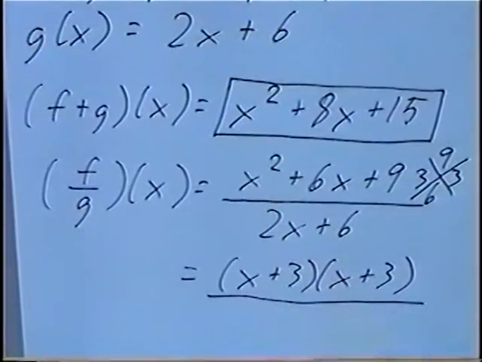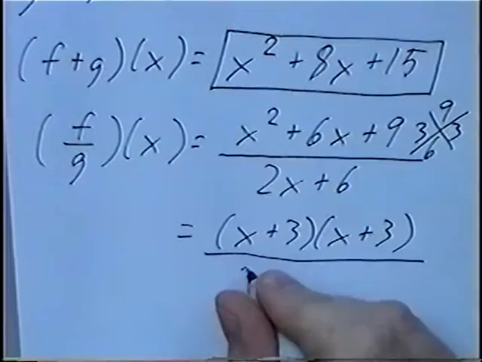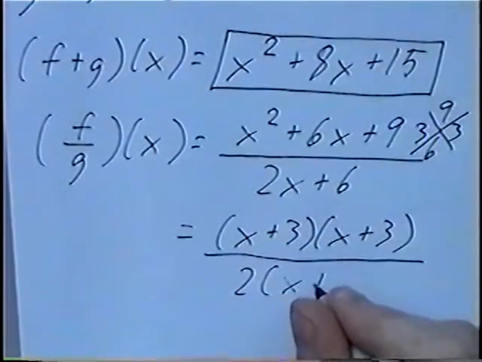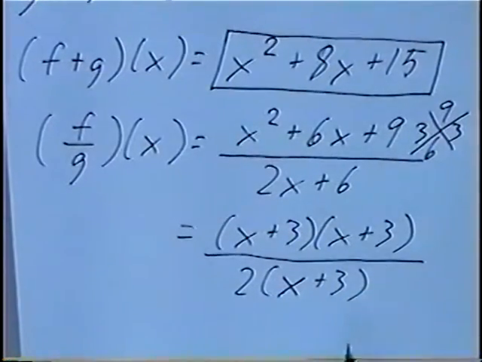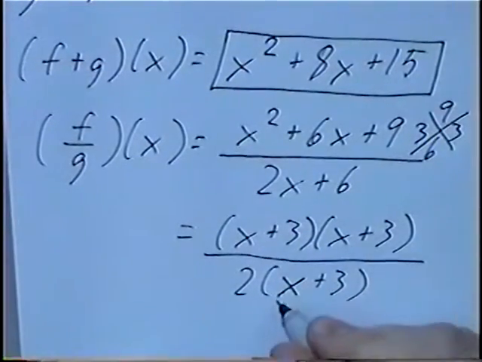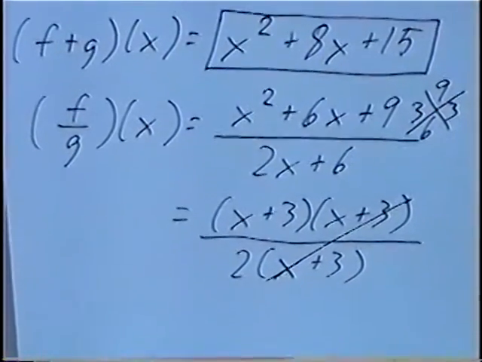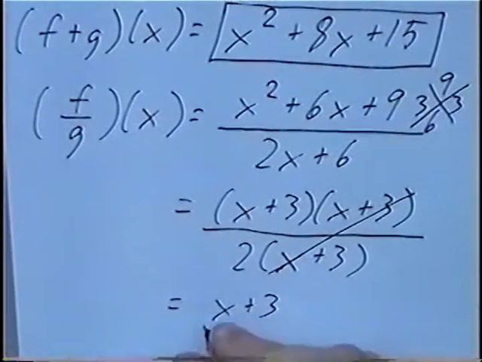The denominator, 2x plus 6, we can take out a common factor of 2, and dividing by 2, we're left with x plus 3. Dividing from here, we can cancel one factor of x plus 3 with another factor of x plus 3, and we're left with our answer of x plus 3 over 2.